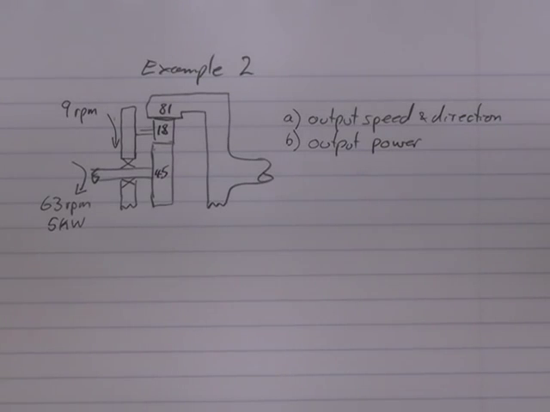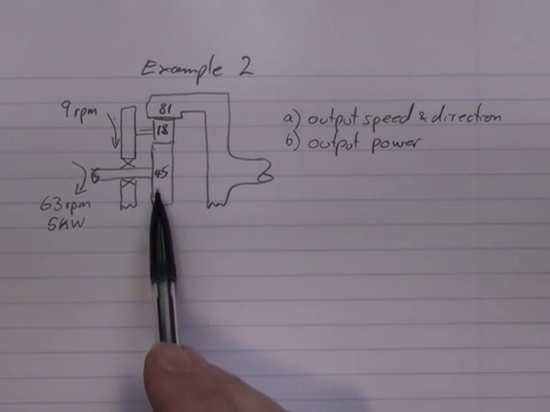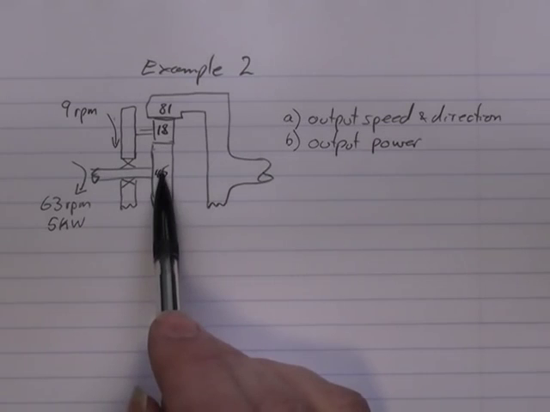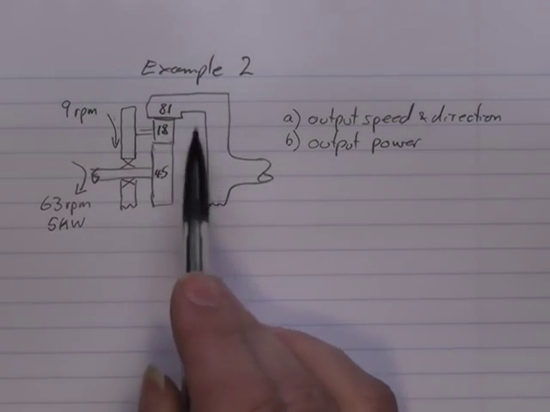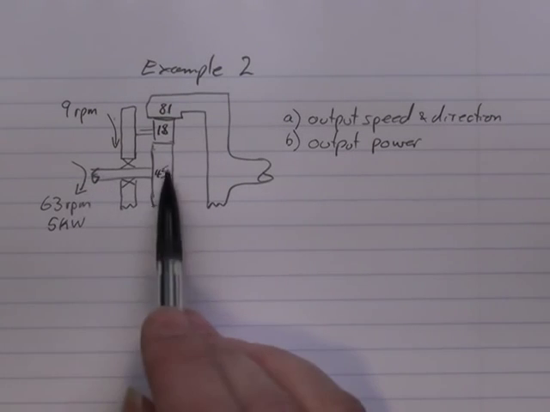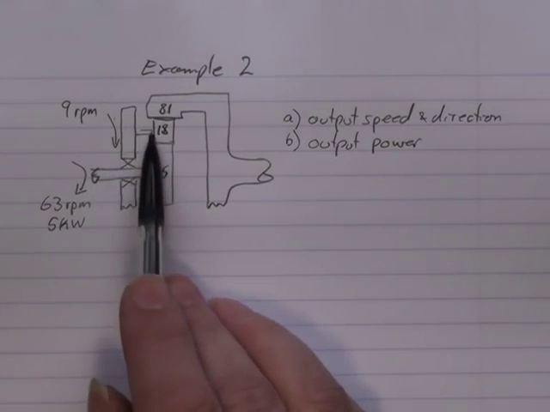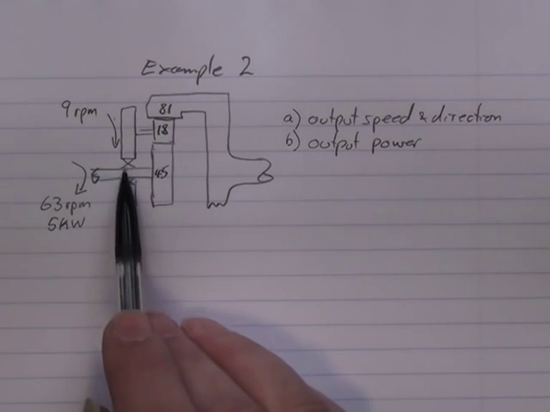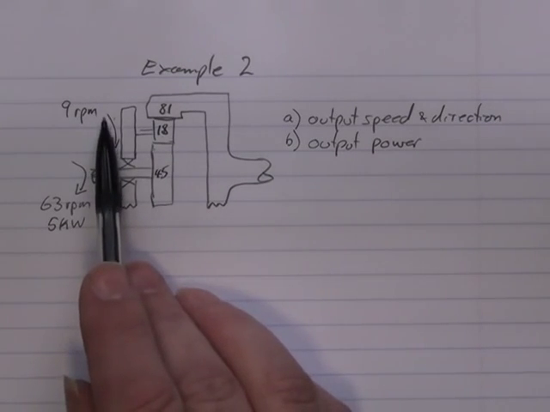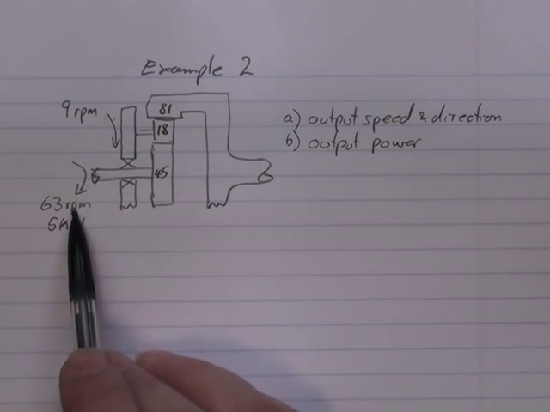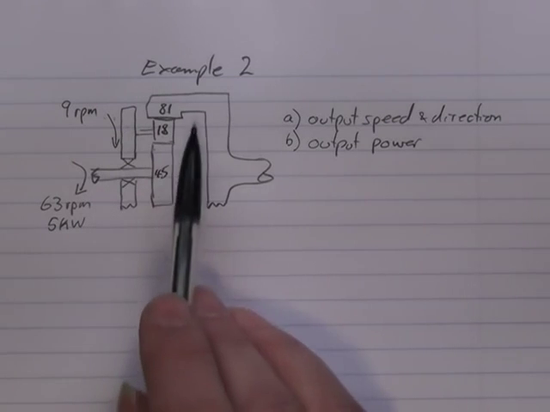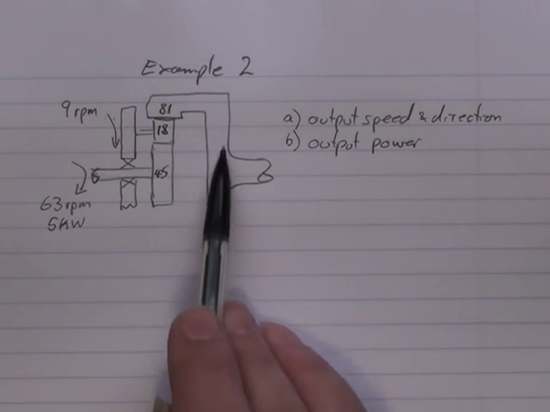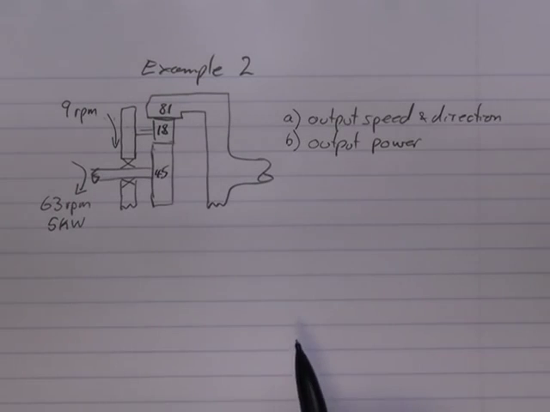This is example 2 from our class notes. Again, this is a single stage epicyclic gearbox, sun gear 45 teeth, planet gear with 18, annulus gear with 81. This time my sun is being driven. I'm also taking the link arm, which is mounted on bearings onto the shaft, and rotating that. So the sun gear is doing 63 RPM, my link arm is doing 9 RPM in the same direction, and I'm looking for what the annulus gear is going to do, which is connected to my output.